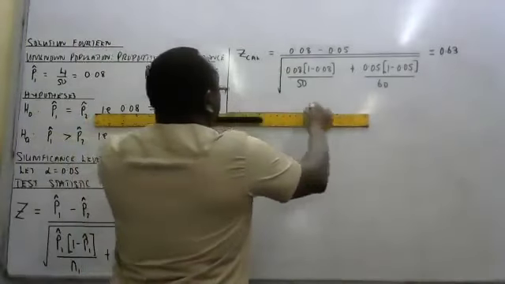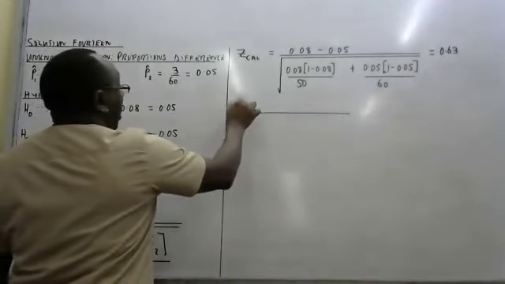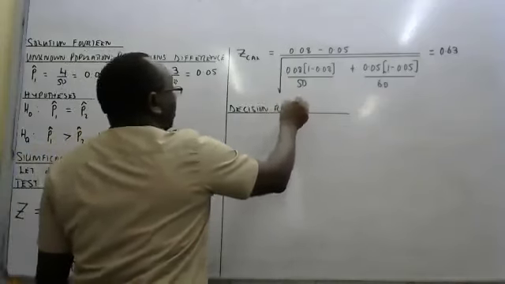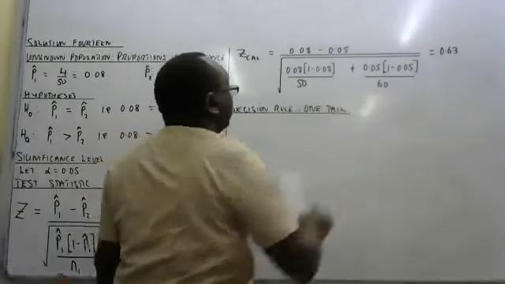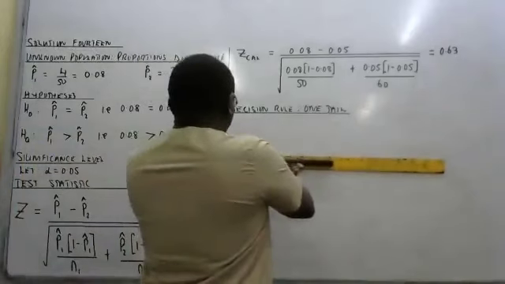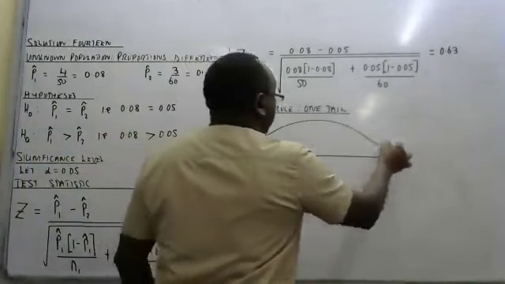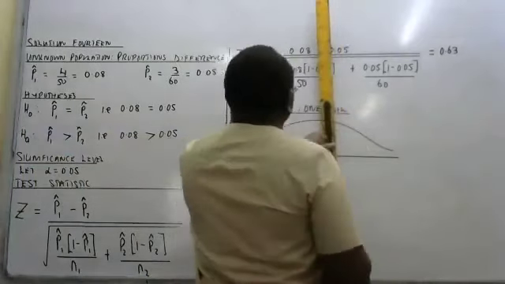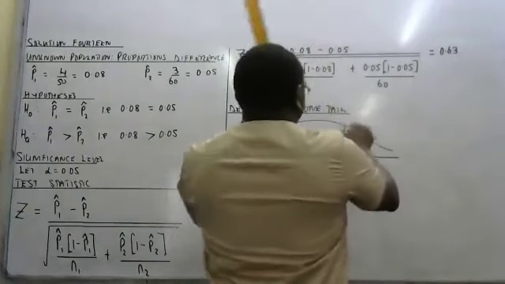Then from there, I come and give my decision rule. This decision rule will be one tail. It is one tail, and therefore it shall be drawn like this, because you are saying it's greater than.